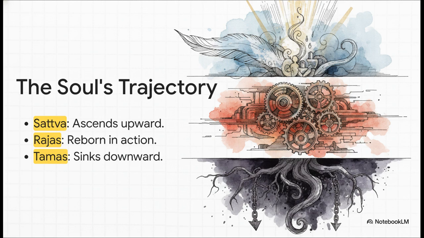Here's how it works. Those dying while Sattva is dominant ascend upward to the pure, stainless worlds of those who know the highest. If a person dies while Rajas is the prevailing force, well, they're reborn right back in the middle, in the mortal realm, among those endlessly attached to action and stress.